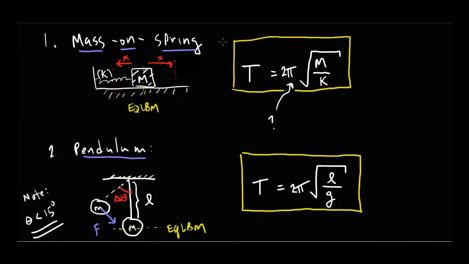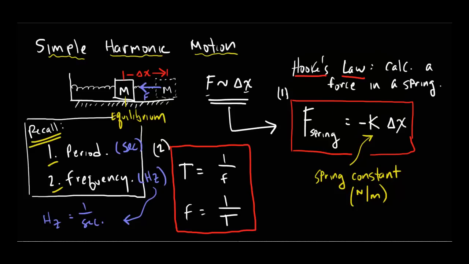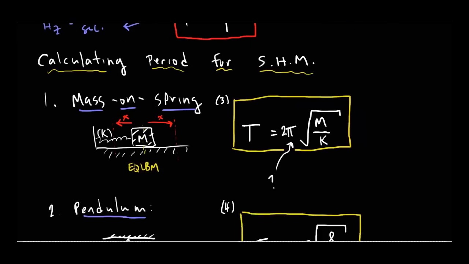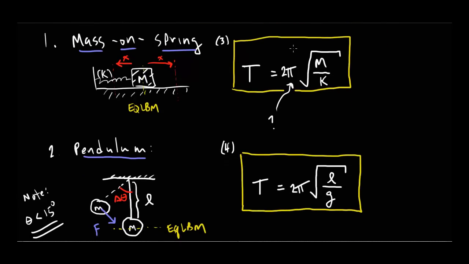Okay, so I mentioned four equations. I promised you four equations. Well, this was three, and this was four. So now we have four different equations. We've been fairly quantitative now about simple harmonic motion, talking about Hooke's law, the spring force, the relationship between the period and the frequency for an oscillator, and then finally specifically calculating the period for the mass on a spring and a pendulum.